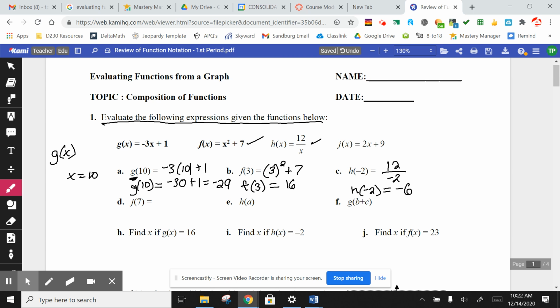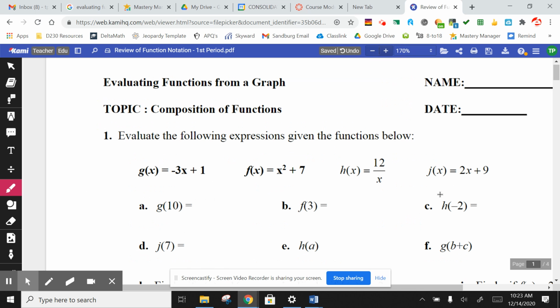Next one with just a regular old number, just so we use all 4 functions. Here's j of x. So if I want j of 7, I'm going to use the j function. That is now 2 times x plus 9. Our x now is told as a 7. Add 9. So j of 7 is 14 plus 9, which should be 23. All right.